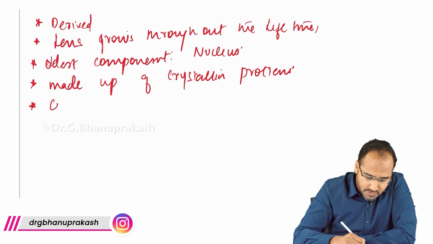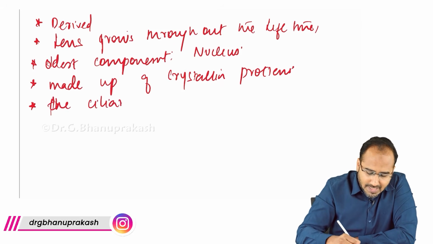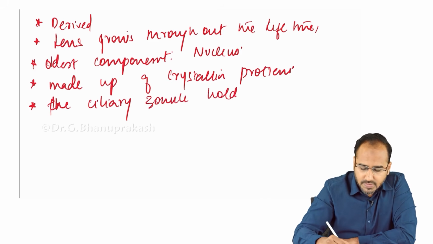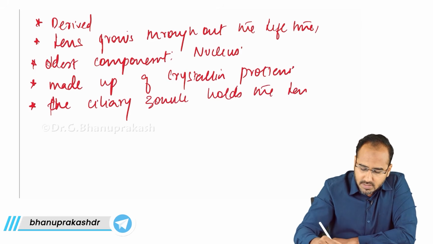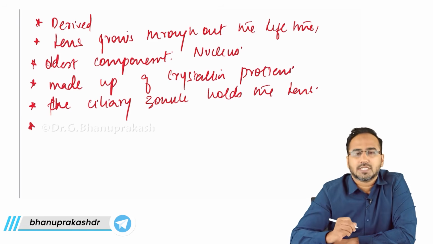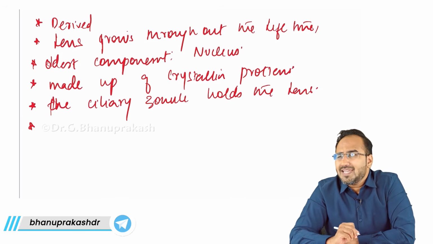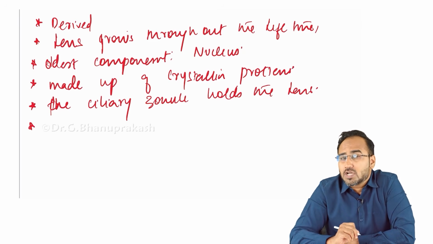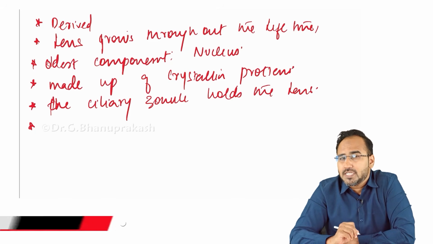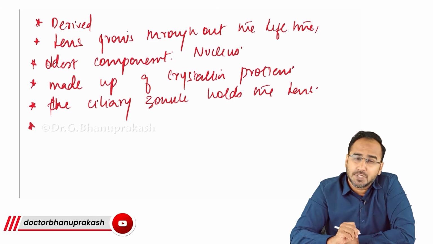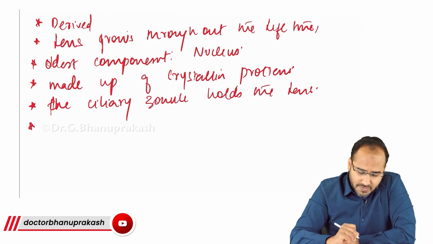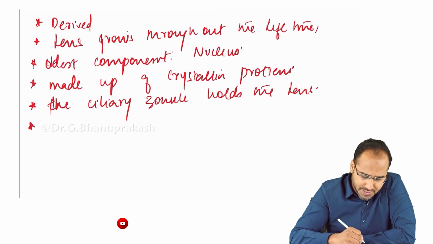And I also told you who is holding the lens. The ciliary zonules hold the lens in the proper position. Guys, do you know what is a disease commonly seen in the lens? It is the most common cause of blindness in India. Opacification of the lens or the capsule is called what disease, guys? Cataract. Very good. So anyway, the ciliary zonules hold the lens in the proper position.